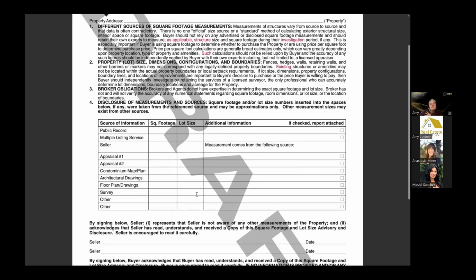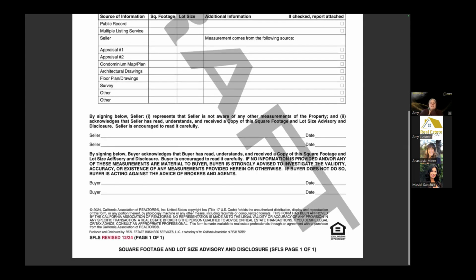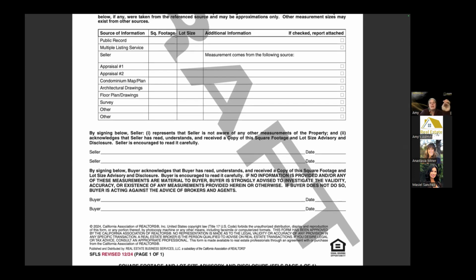If the seller fills it out, they put it in here. If I fill it out, oftentimes I'll take what's in the public record or the multiple listing service and list it on there, and then also attach a copy of the tax form that shows the square footage. Down here under the buyer signature, buyer acknowledges that buyer read, understands, and received a copy of the square footage and lot size advisory and disclosure. Buyer is encouraged to read it carefully. If the seller didn't provide information, we can leave this blank and just have the buyer sign this form.